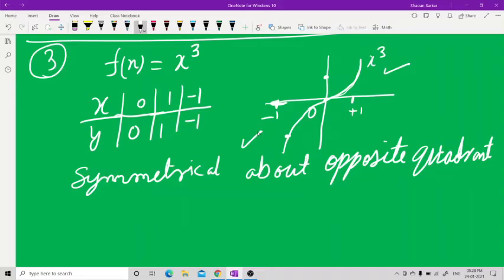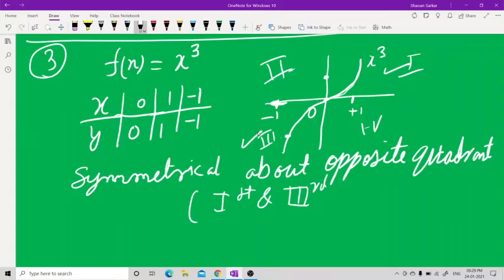Now you may ask, when will I get the second and the fourth quadrant? I'll tell you later when I finish the graphs. This is symmetrical about the first and the third quadrant. Symmetrical about the opposite quadrant means first and third quadrant. This is the first quadrant, this is the second quadrant, this is the third quadrant, and this is the fourth quadrant.